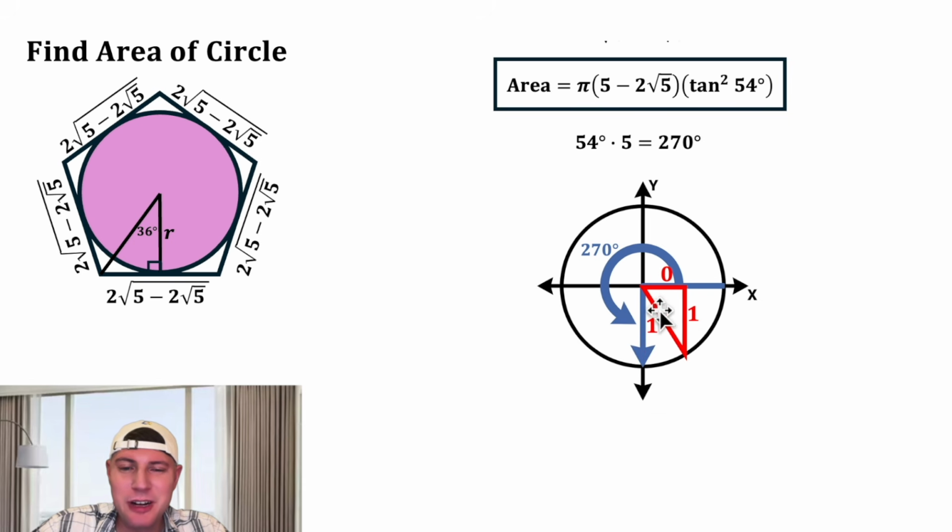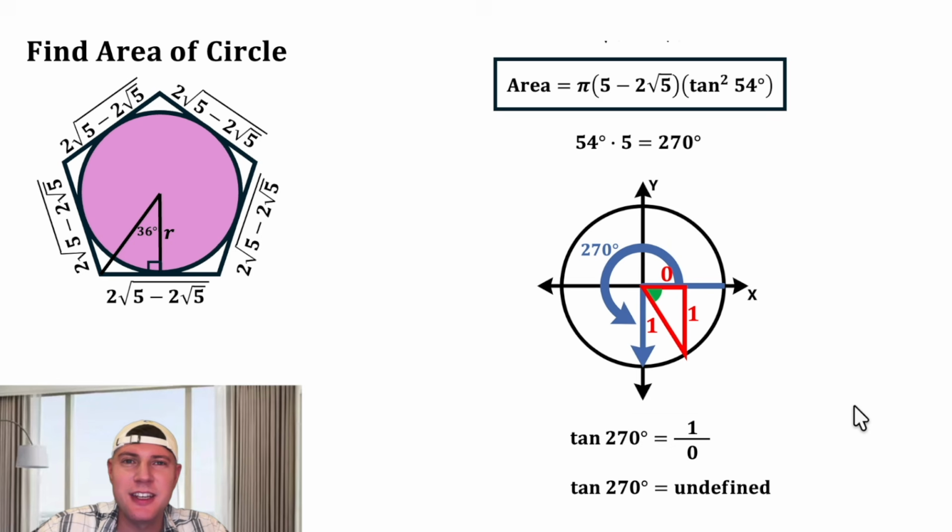So this is going to be our reference angle. And now we can find the tangent of 270 degrees. It'll be the opposite over the adjacent. The opposite here is equal to 1, and the adjacent is equal to 0. And 1 divided by 0 is undefined. So we know that the tangent of 270 degrees is undefined.